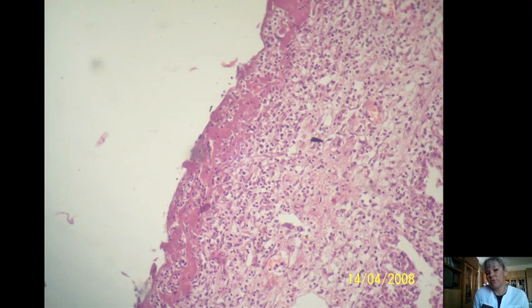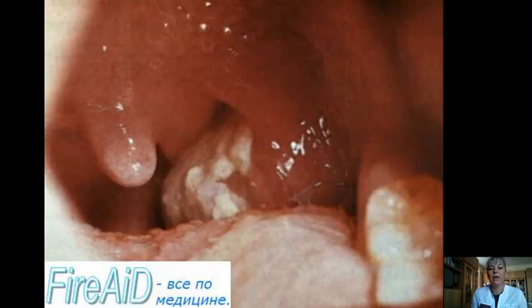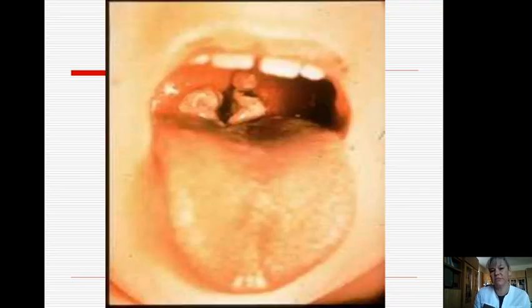In this microphoto you can see fibrinous inflammation in the serous membrane, pink masses. In this photo you can see rough films formation due to diphtheria in the tonsils. Diphtheria.